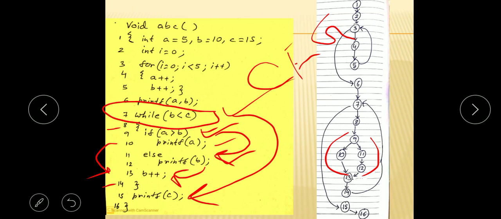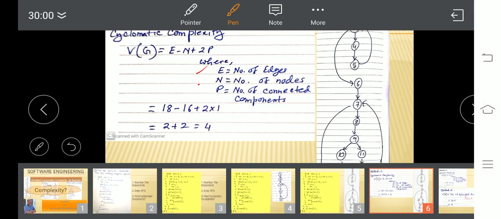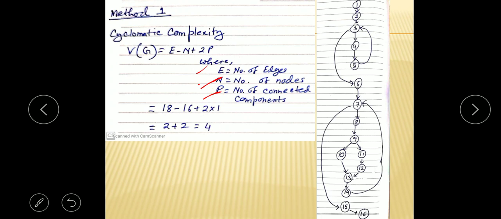Okay, now in this CFG we can see there are 16 nodes. Now how to find the cyclomatic complexity using that CFG, that is our step number 3. There are 3 methods for finding out the McCabe's cyclomatic complexity. First of all, we will check method 1. Method 1 says, cyclomatic complexity V(G) equals E minus N plus 2P, where E equals number of edges, N equals number of nodes, and P equals number of connected components.